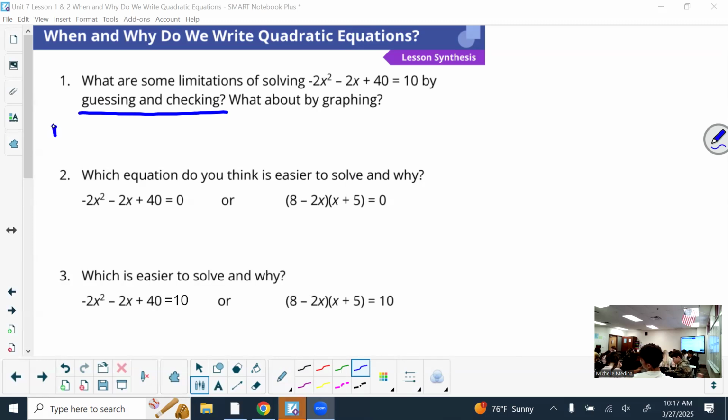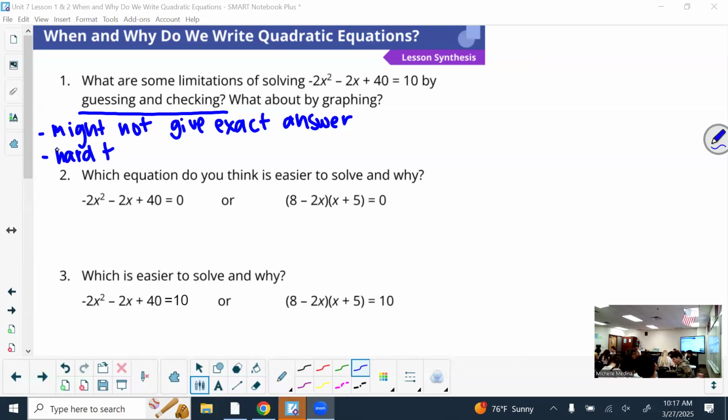It might not give the exact answer. If your answer is a decimal, it's hard to guess exactly what decimal. It's not impossible, but it is harder than say like in the warm-up where you can't buy a decimal of a ticket. And I'm sure there's others, but that's usually it. It usually takes a while to guess the correct answer right off the bat, but it is possible to.